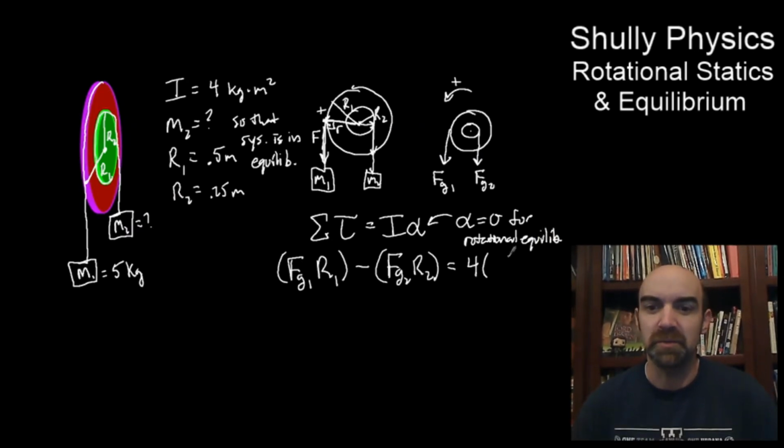Let's shorten that equilibrium word again. There we go. So this is just a 0. We're trying to balance out all the torques. All right, let's replace. Oh, hold on.